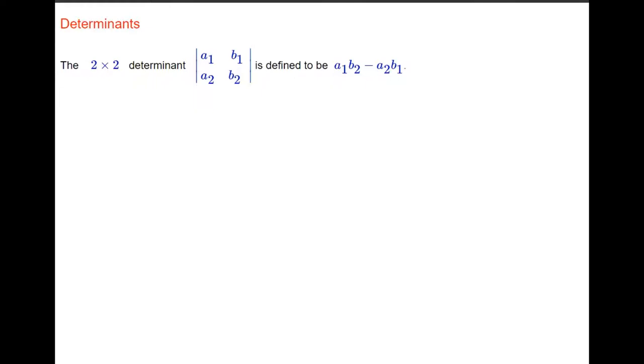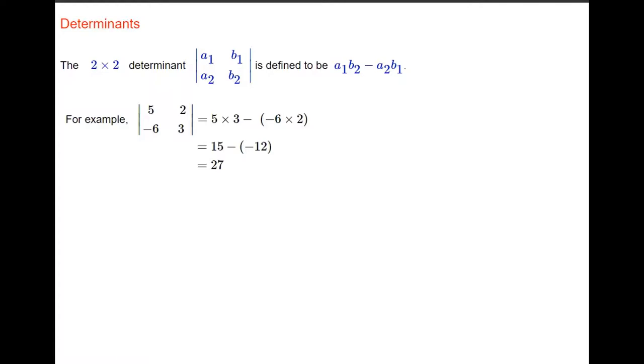So you start at the top left-hand corner with number a1 and go diagonally down to the bottom right-hand corner, multiplying by b2. Then as we go across to a2 in the bottom left-hand corner, we subtract, and a2 will multiply diagonally up to b1 on the top right-hand corner. So we get a1 b2 - a2 b1. So for example, the determinant of 5, 2, 6, 3 will be 5 times 3 minus 6 times 2. That'll be 15 - 12, which is 3.